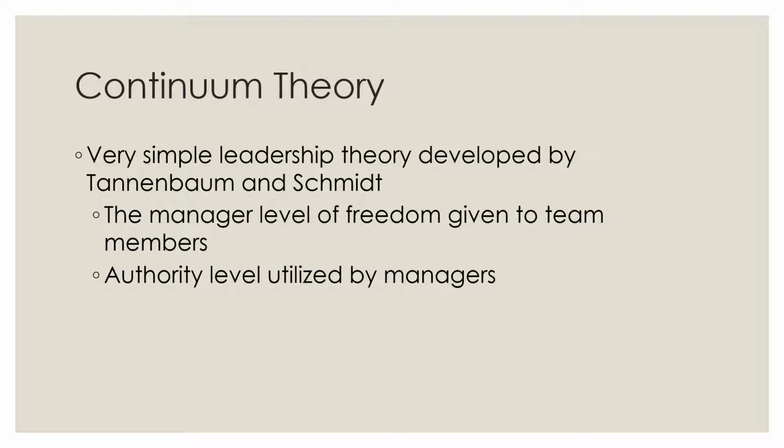It's a very simple leadership theory. The manager has a level of freedom that is given to the team members. So the manager, who is the authority or the lead of the team, is giving their team members a certain level of freedom so that they can continue on with their goals and complete the tasks. But then the team leader is going to maintain some of the responsibility if something happens to go wrong.